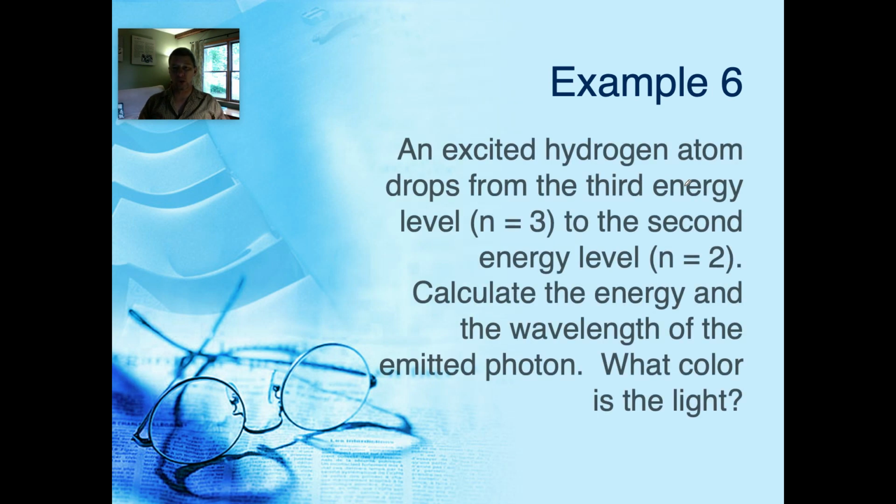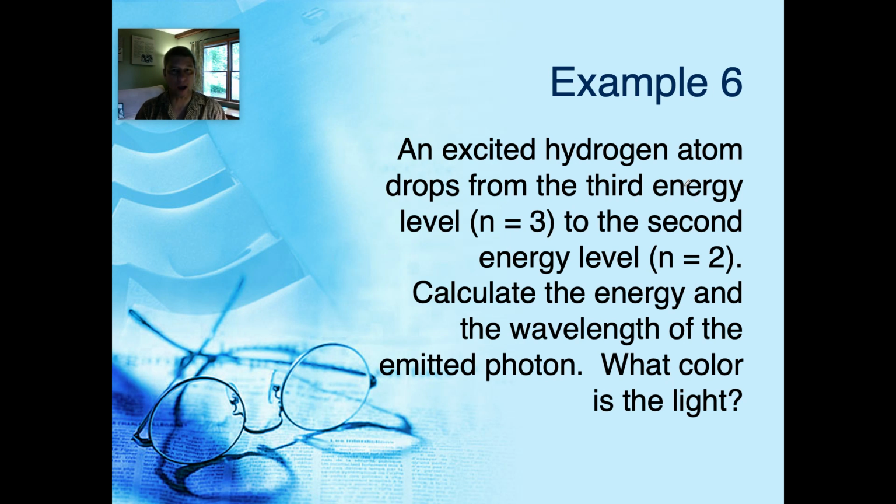Okay, so let's move on to a second example, one which is just a wee bit more complex. So we're going to go from this to the next, and there's several parts to this question. So again, we're going to use hydrogen. So an excited hydrogen atom drops an electron from the third energy level, n equals 3, to the second energy level, n equals 2. So you're asked to calculate the energy.